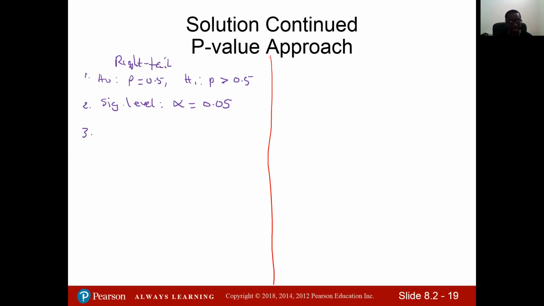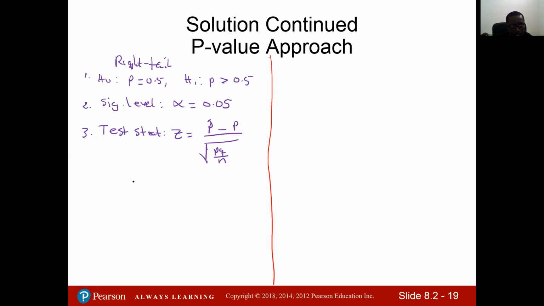Okay, so here's my test statistic, which is the Z, given by P hat minus P divided by the square root of P times Q over N. Now, let's calculate that. I will use StatCrunch also to show you how to calculate that.